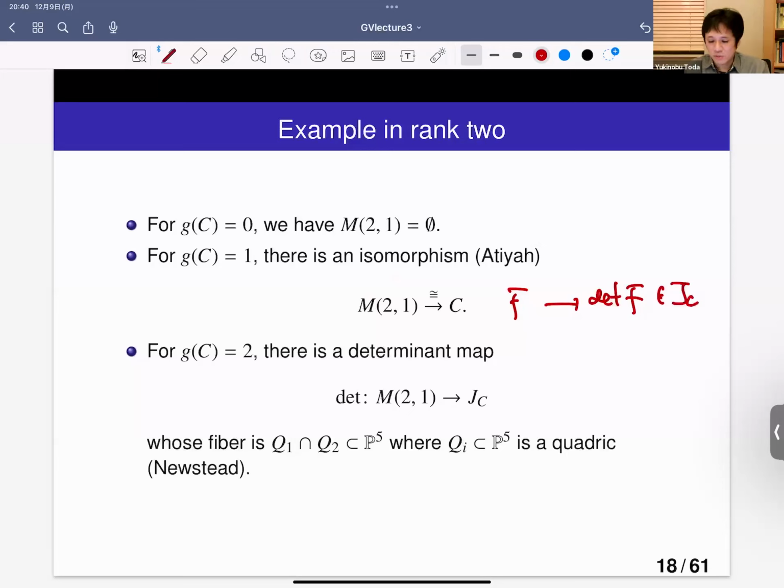But in the case of elliptic curves, the Jacobian is also isomorphic to C itself.